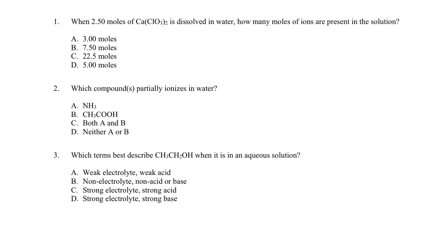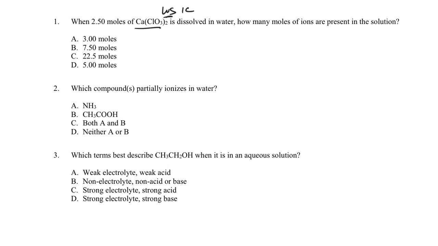Questions here, getting into chapter 4 topics, calcium chlorate. This is a water-soluble ionic compound. I know it's not on our solubility chart. I think on the exam I wrote, it was on the solubility chart. So just imagine you'd be told that this is a soluble compound.